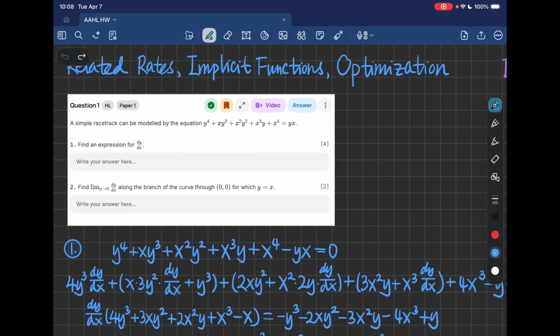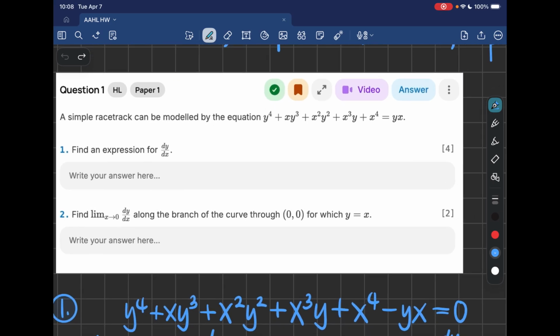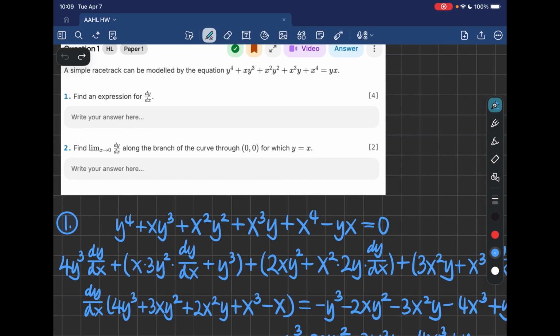It is an HL paper 1. You can see that it requires implicit differentiation to solve question 1 to find an expression for dy over dx because you cannot really isolate y. And for the second one, we want to find the limit as x approaches 0. And here, for which y equals x, that means we can just substitute y with x and then simplify whatever is in their derivative and get a value. So let's do question 1.